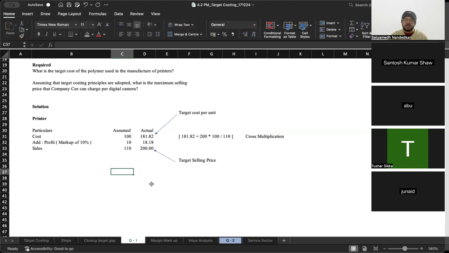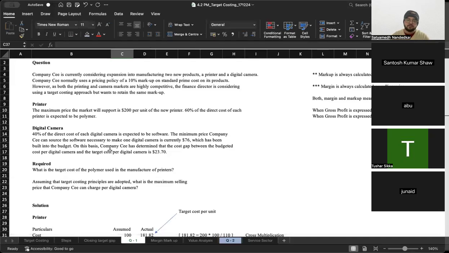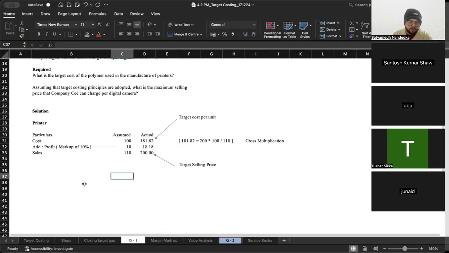This is my target selling price. This is my target cost per unit. And 60% of the direct cost of each printer is expected to be polymer. We know the total target cost that we have arrived at, and now we need the cost of polymer.